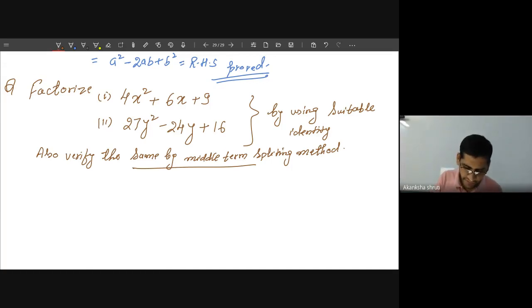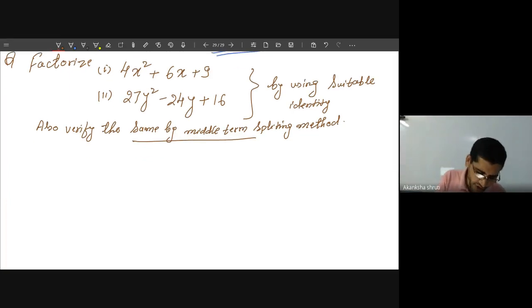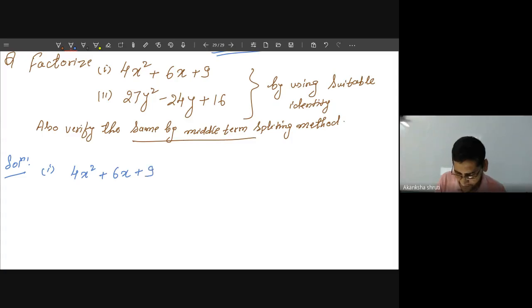Students, keep in mind, I am going to explain the things. Let us take the very first question: 4x square plus 6x plus 9. Students, what have we learned?